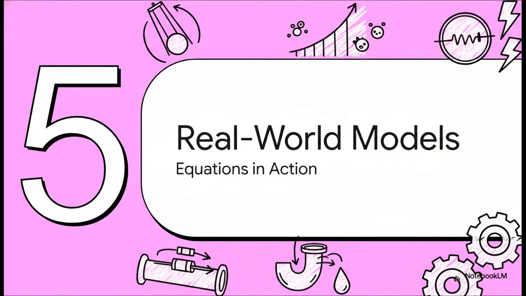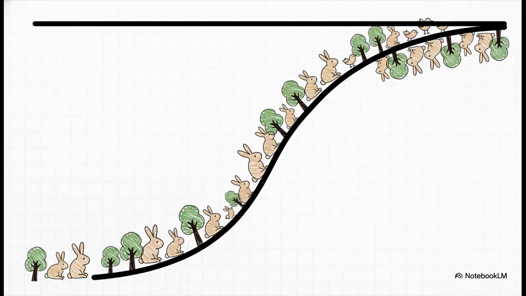I know this can all feel a bit abstract. When am I ever going to use this? But the truth is, these powerful equations show up all over the place in the real world. Let's look at a couple of classic examples. First up, let's talk about logistic growth. This is a fundamental model in biology, and it describes how a population grows when its resources are limited. Unlike simple exponential growth, it can't just keep growing forever.